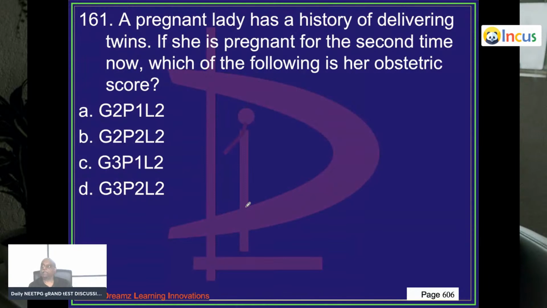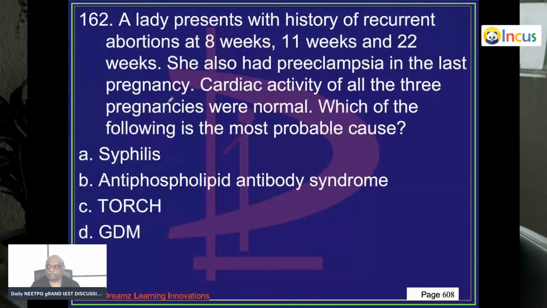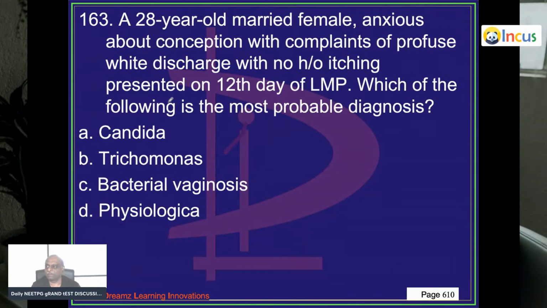Now, a pregnant lady has a history of delivering twins. If she is pregnant for the second time now, what do you call her as? G2 gravida, one para, two living subjects. Lady with history of recurrent abortions means antiphospholipid antibody syndrome. 28-year-old married woman complains of profuse white discharge. No history of itching means physiological.